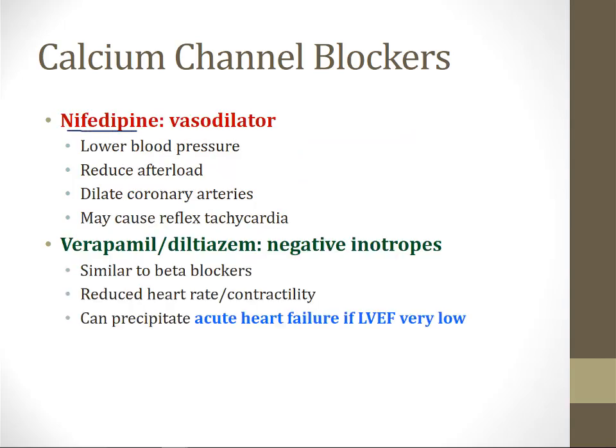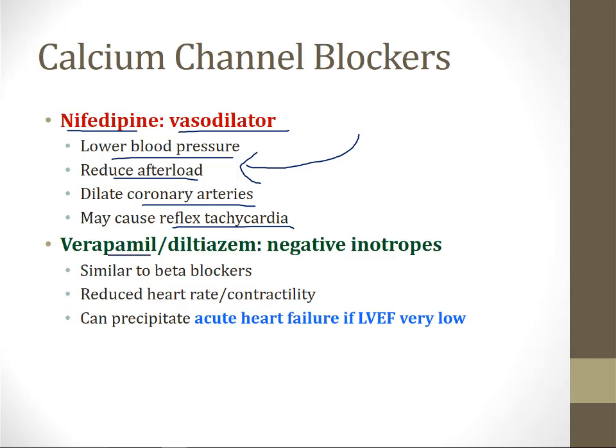The nifedipine class of calcium channel blockers works primarily through vasodilation. So drugs like nifedipine lower the blood pressure, and this reduces the afterload. It also dilates the coronary arteries, and that's the mechanism of action of these drugs for angina. Now, in reality, these drugs are rarely used to treat angina in the modern era, and that's because they cause reflex tachycardia from the drop in blood pressure, similar to nitrates, and that blunts much of their beneficial effect.